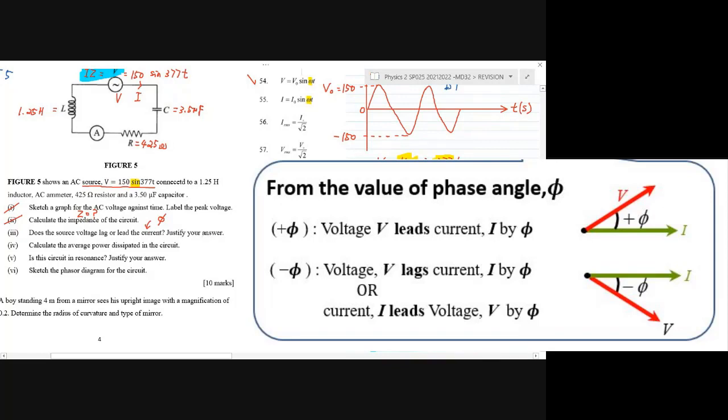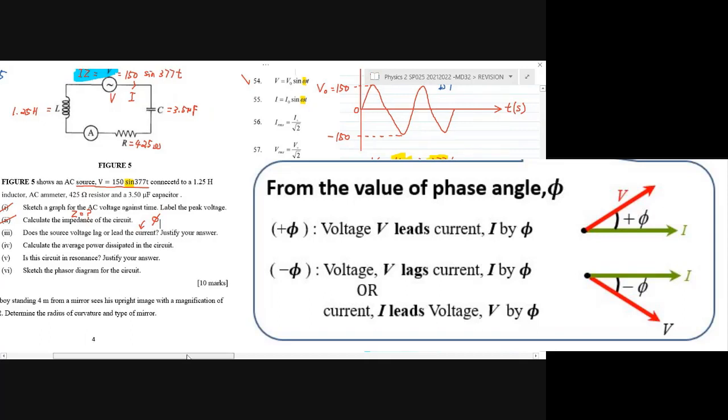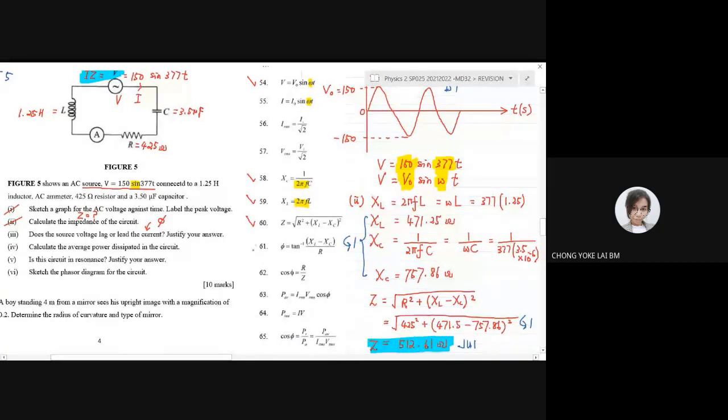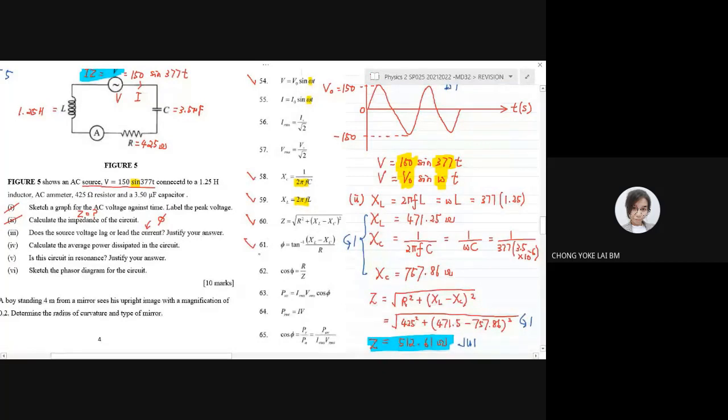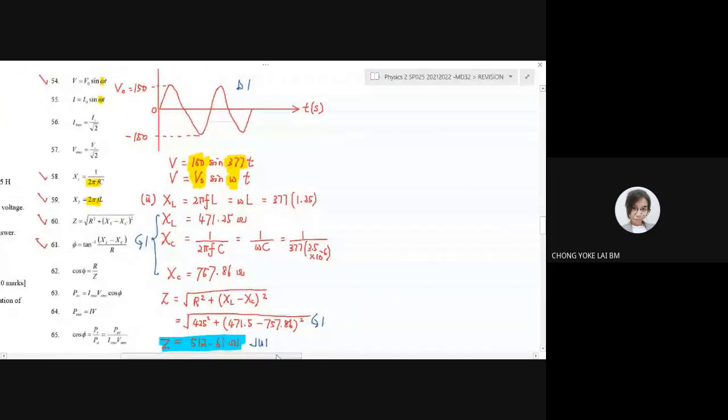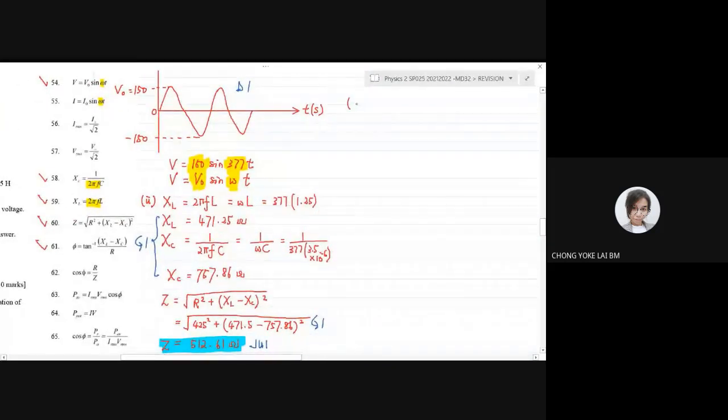Justify your answer means you tak boleh terus tulis voltage lag or voltage leads lah. You kena tunjukkan dengan you buat kiraan untuk phase angle. Okay, so kita kira dulu phase angle. So, bila you letak equation dekat tepi, you dah boleh nampak, oh saya nak cari phase angle. Saya akan guna equation 61. So, kita ke tepi sini.